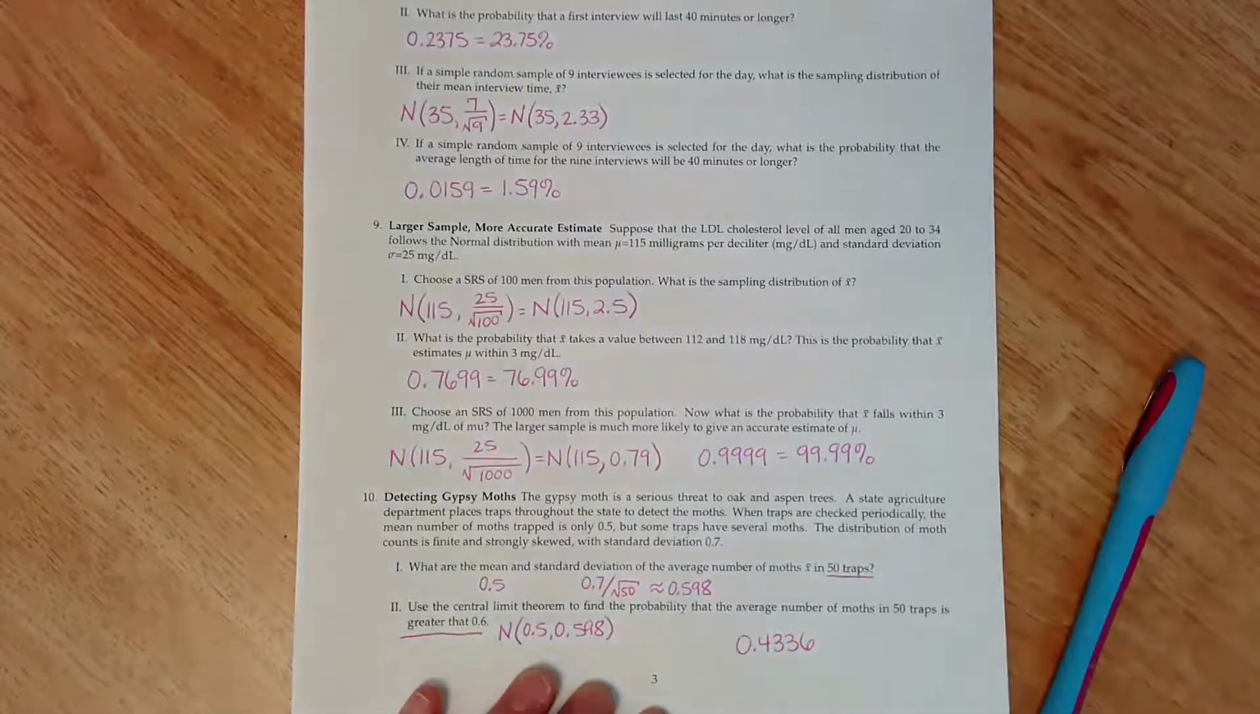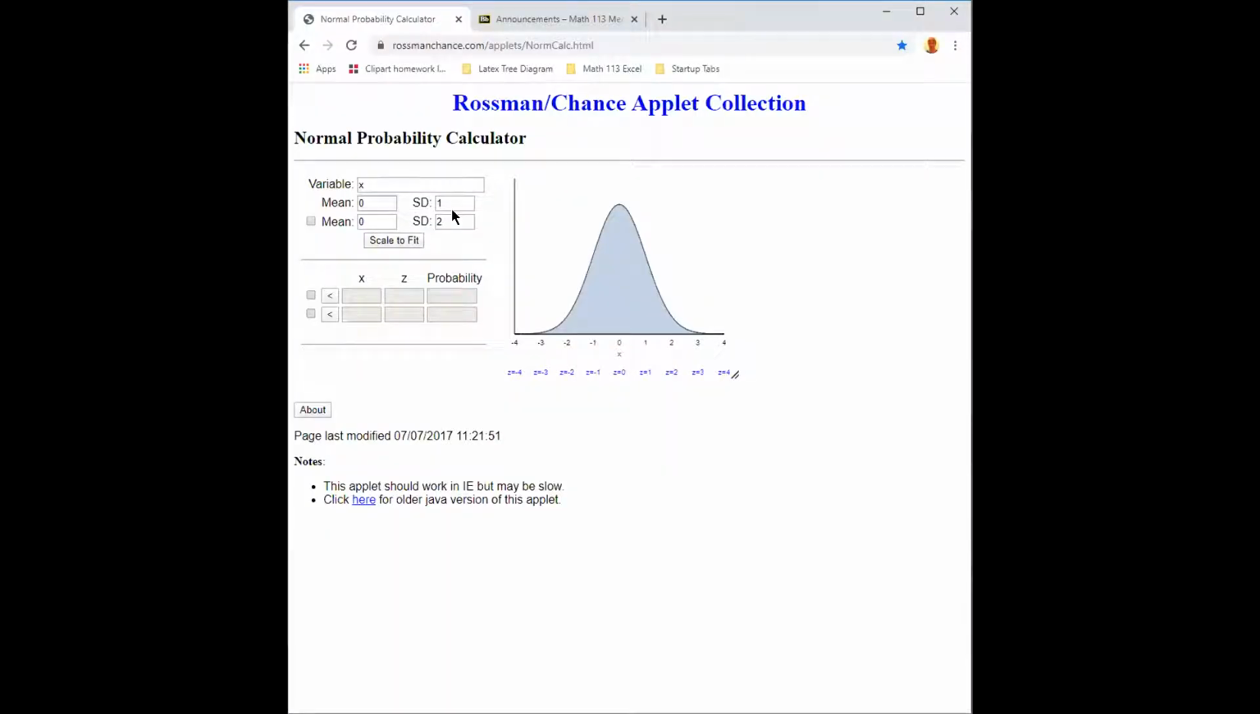We can go ahead and take a look at that. Okay, so my mean was 0.5 and my standard deviation was 0.598. Okay, I'll click scale to fit, and I'll activate that first row, and I'm looking for the probability greater than 0.6. Okay, so right now it's set at less than 0.6, so I'll click the inequality sign to flip it over, and there's my 43.36% that I got. All right.